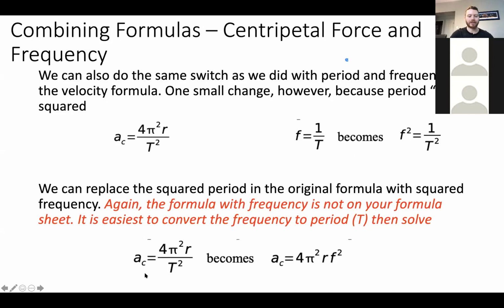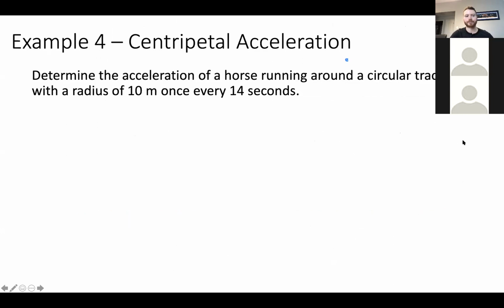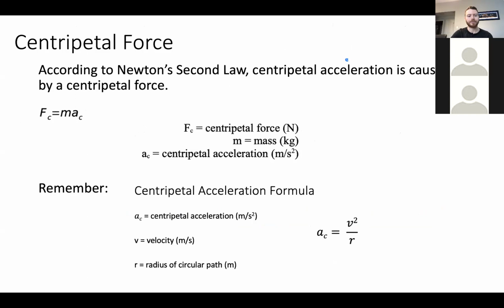This right here, centripetal acceleration is equal to 4 pi squared r over T squared, is on your formula sheet. So I would get familiar with being able to use this formula right here. So again, we will hold up on the examples until the next video.